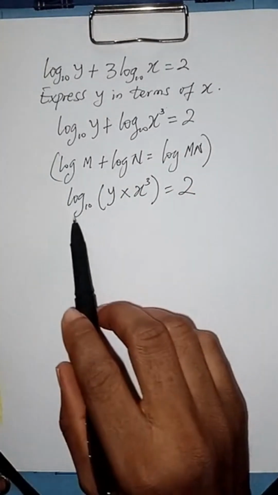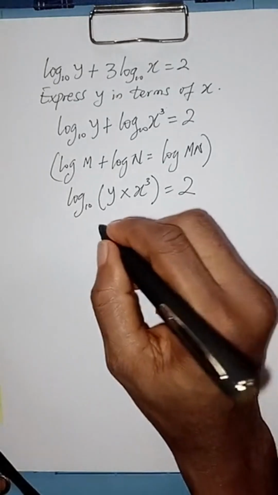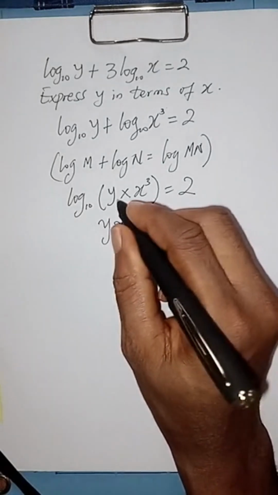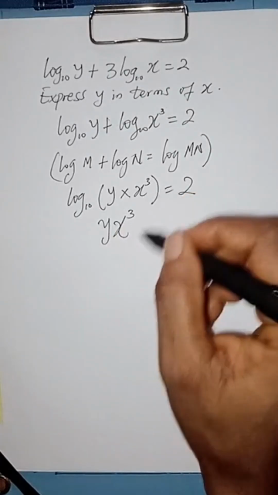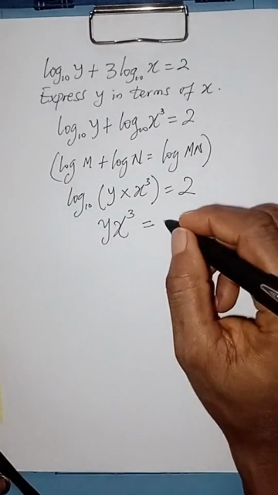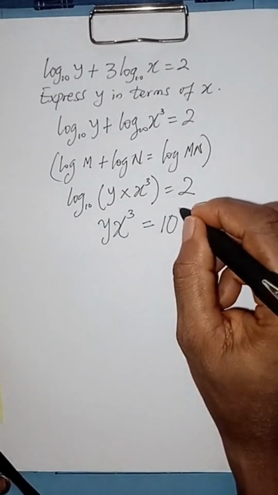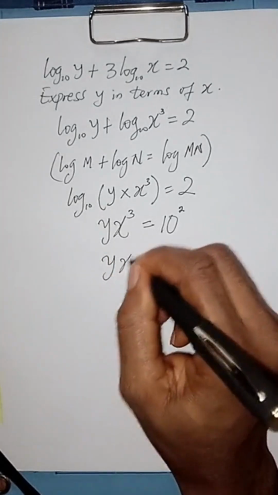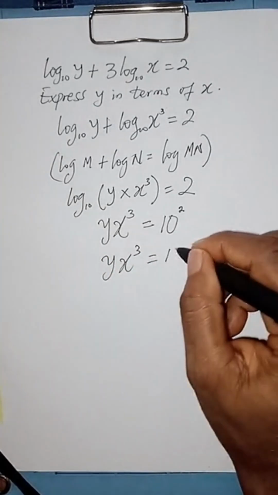So what's the next step? Is to take away the logarithm. So how do you take away the logarithm? Very easy. This is y times x raised to the power 3, that is y x raised to the power 3, equal to 10. The base will raise the number here to its power. So which is 100.